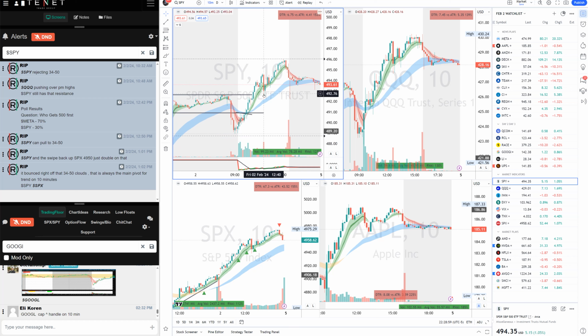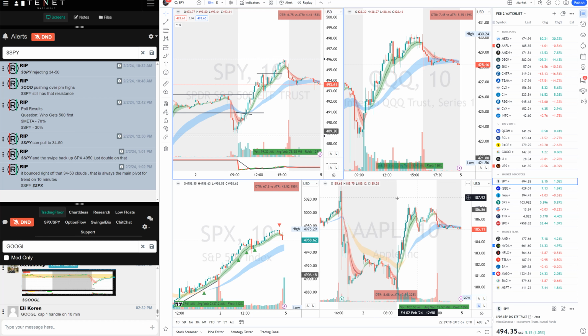Literally some of the calls I was trading on SPX went 100% on this swipe back up, and you can see the push, right? Look at the range. SPX traded almost 150% of its range. SPY traded 150% of its range. So you can see how that works out, right?